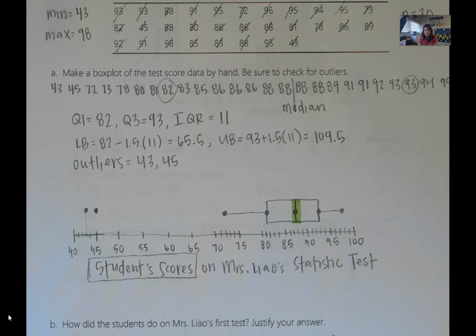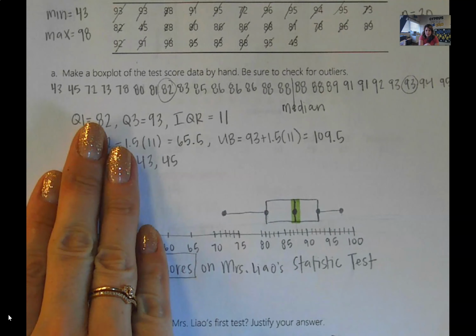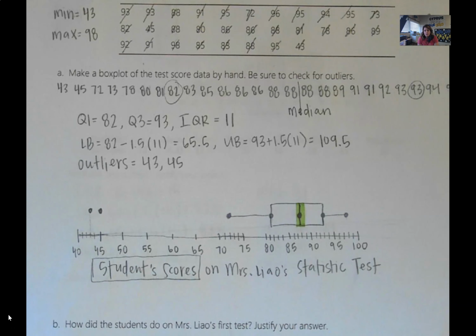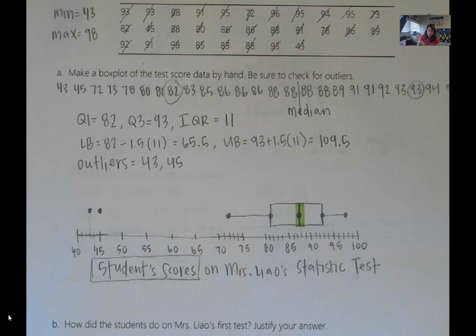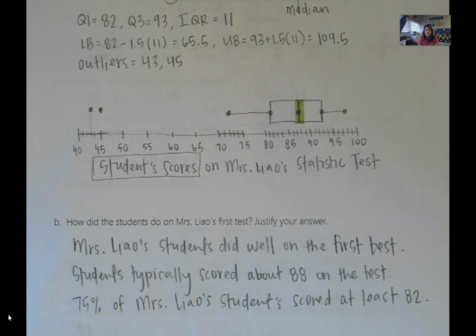I have 2 outliers, one at 43 and 45. I think that the distribution looks roughly symmetric if you don't consider these outliers. So that's our box plot. And the follow-up question for our box plot is, how did the students do on Miss Lau's first test?